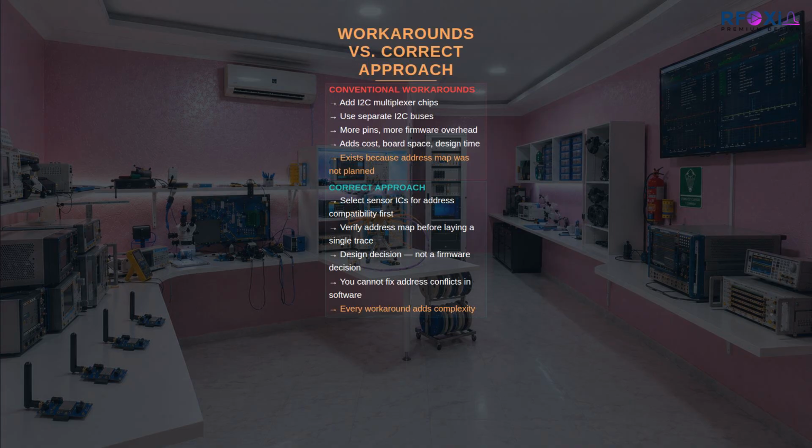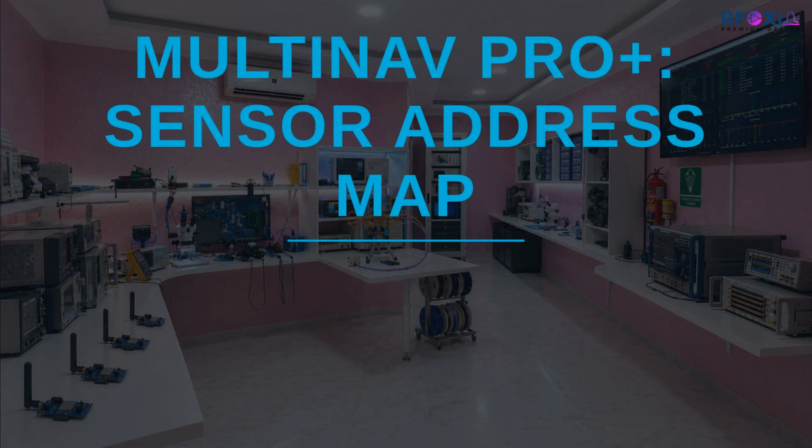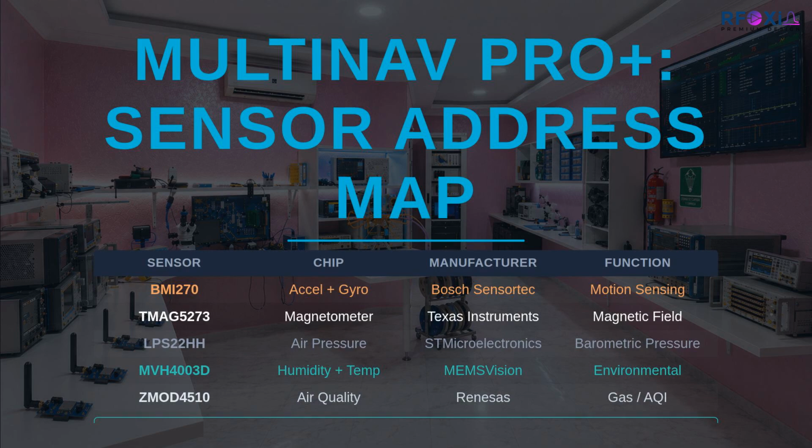On the MultiNav Pro Plus Sensors module, this decision was made at the component selection stage. 7 sensors, 7 distinct I2C addresses, no multiplexers, no address remapping, no additional wiring. The BMI270 from Bosch Sensotech handles the accelerometer and gyroscope functions and sits at its own address. The TMAGI5273 from Texas Instruments handles magnetometry at a separate address. The LPS22HH from ST Microelectronics handles air pressure at another. The MVH4003D from MEMS Vision handles humidity and temperature. The ZMOD45 TEL from Renesas handles air quality. 5 component families, 7 sensing axes, 1 I2C line, 0 collisions.